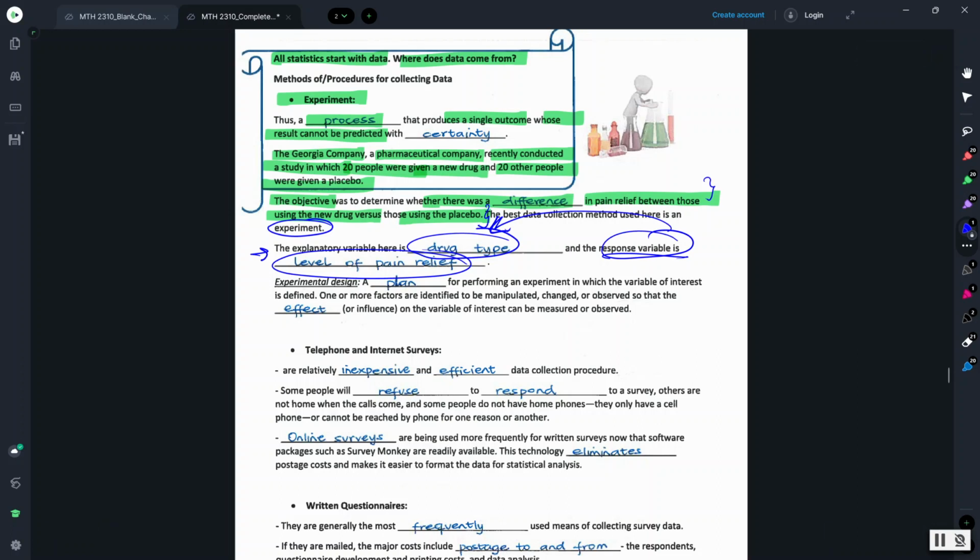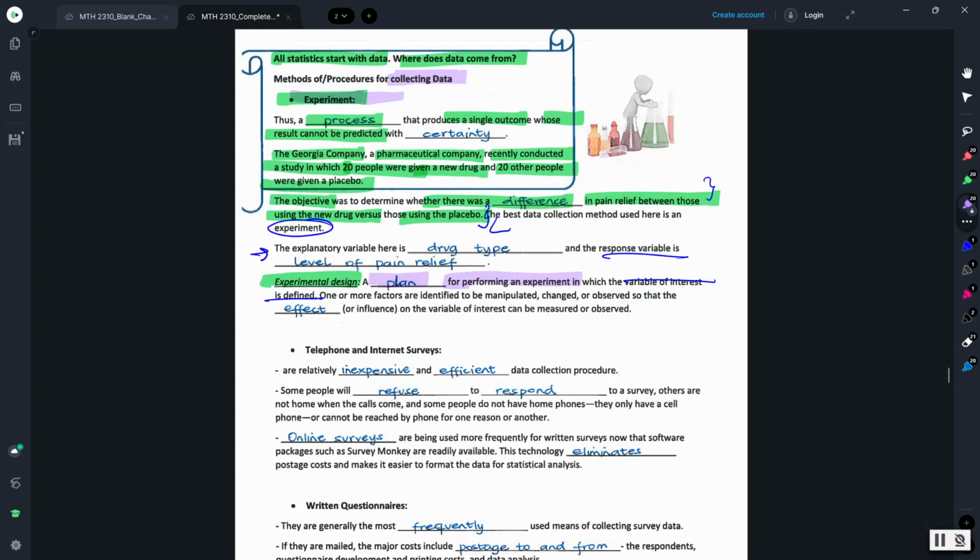In order to carry out an experiment, you must have a plan for performing the experiment. That plan is called an experimental design. It is a plan in which the variable of interest is defined. You have to define your explanatory variable, and you have to define your response variable. And of course, it must be reasonable that there's a connection between the response variable and the explanatory variable. So, the key point we want to highlight here is that the first source of data collection is from experiments.